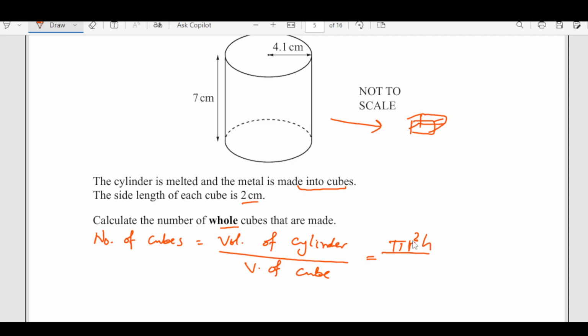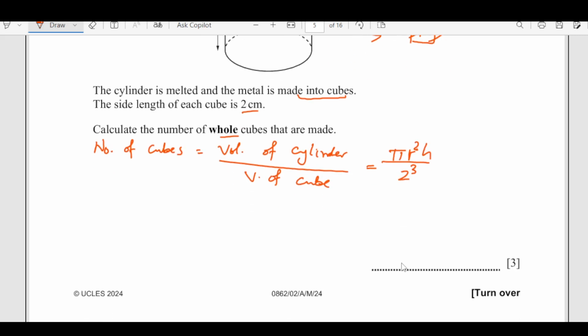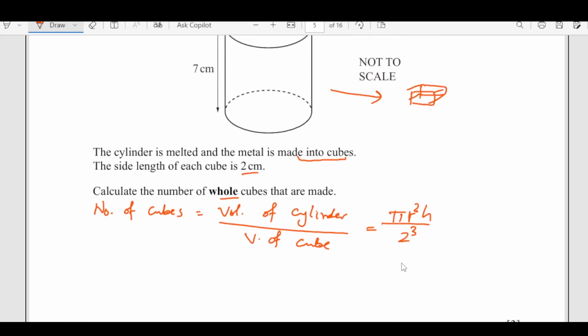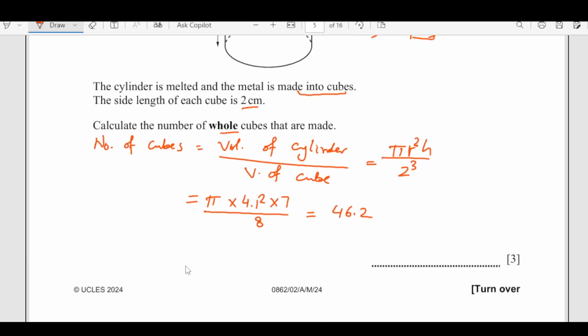We are given each cube is of 2 centimeters, so 2 cubed, right. So we are going to divide this, we have the value of radius and all this: pi, r is 4.1 squared and h is 7, over this is 8. Once you calculate this, you are going to get 46.2. As we are taking the whole number, there will be 46 small cubes that can be made by melting this cylinder.